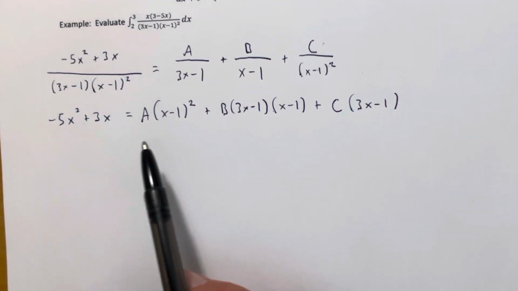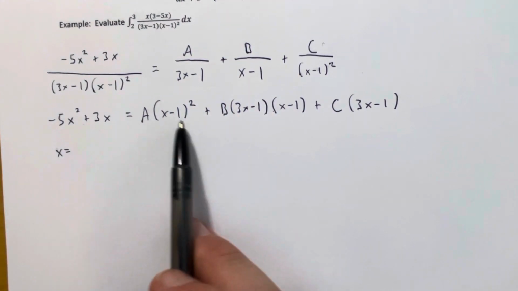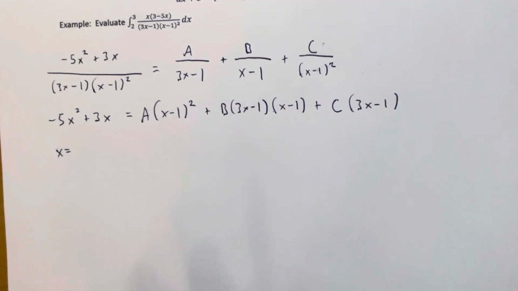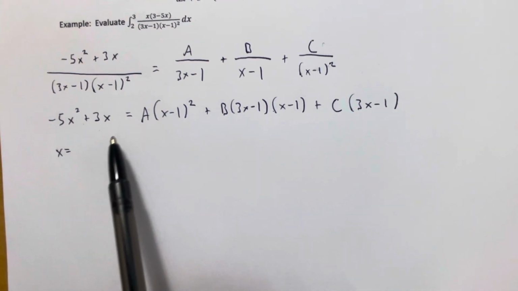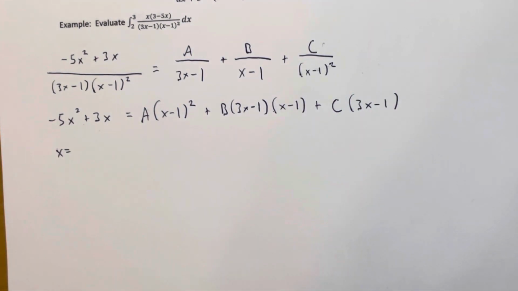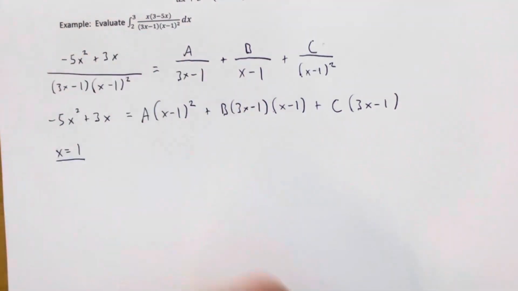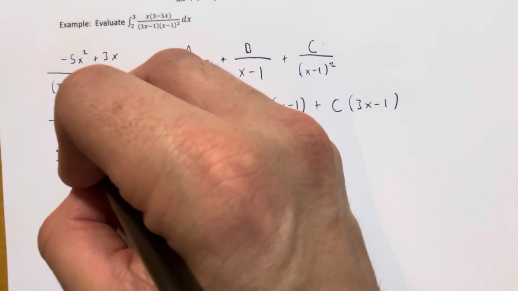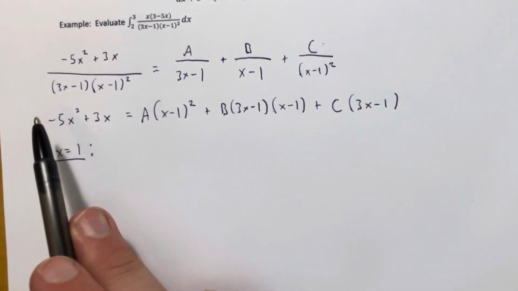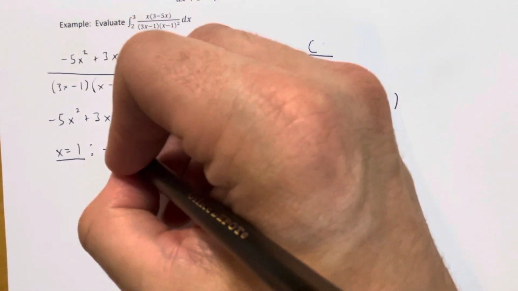As before, we're going to plug numbers in for x because we know that both sides of this equation have to be true for any value that I plug in for x. It's an identity. We're going to pick values of x that conveniently cancel or eliminate some of the unknowns. For example, if I plug a 1 in for x, first of all, on the left-hand side, I would get negative 5 plus 3, which is negative 2.